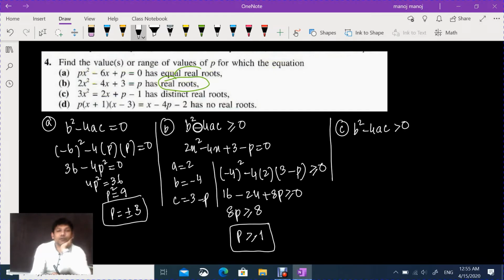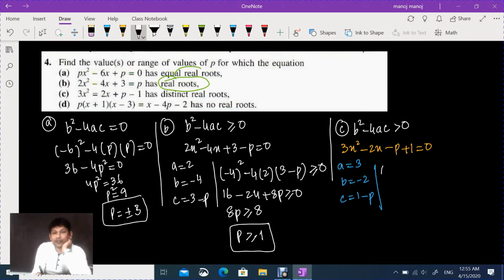Now this question number 4: 3x² − 2x − p + 1 = 0, where a is 3, b is −2, and c is −p + 1. We can write 1 − p. Now we are moving to substitute the values in the discriminant.